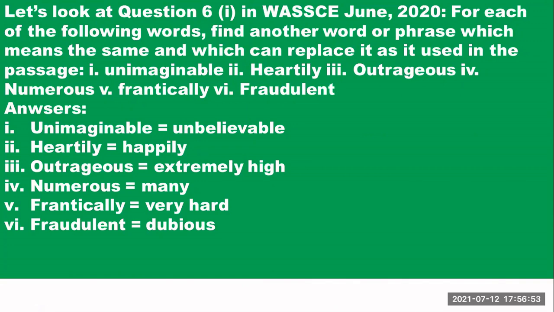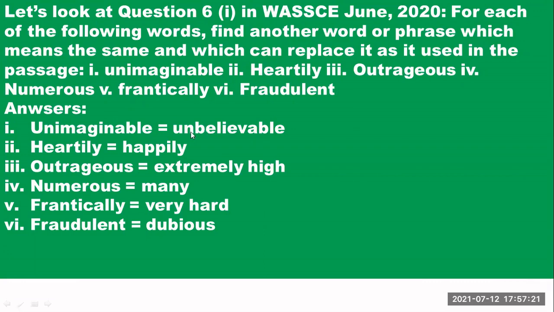then get your past English question, the year 2020, then get question number 6, which is the comprehension passage. Then read it and take note of the underlined words: unimaginable, heartily, outrageous, numerous, frantically, fraudulent. And then you will be able to find out how each word is used in the passage.